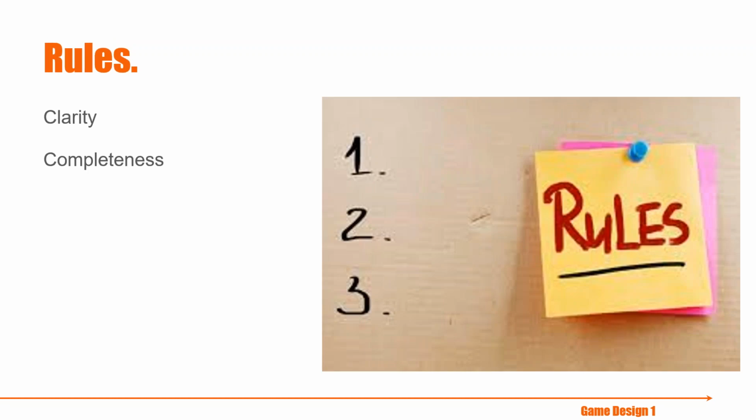Next, we have the rules. Assume your players have never played a game. Rules, there are two important things rules should have. They should be complete. A player should not be wondering what it is that they have to do next or what it is that they can do next. Secondly, they should be clear.